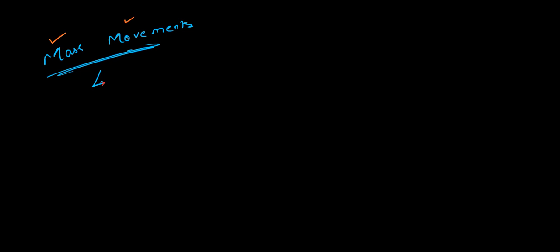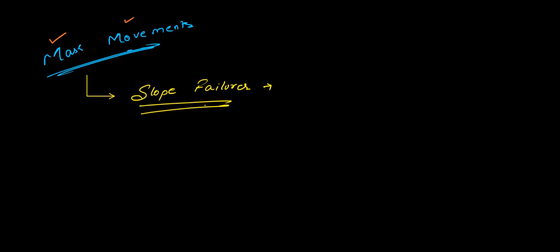There are many different types, many different processes of mass movements, but we will discuss a few of them here. The very first type of mass movement is known as slope failure. And what happens in slope failure? It is a sudden failure of the slope.